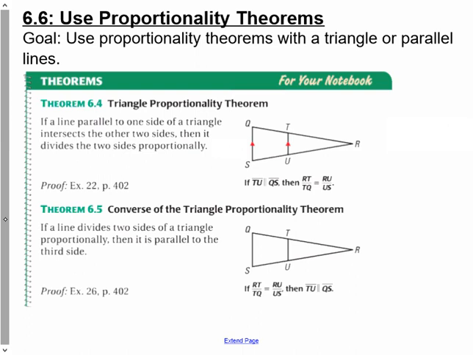QRS and TRU are going to be similar triangles, and then we can make this statement here that RT to TQ is proportional to RU to US. So W to X is proportional to Y to Z, right? Proportional. And the other way is flip them, right? If both sides are proportional, then the segments are parallel.